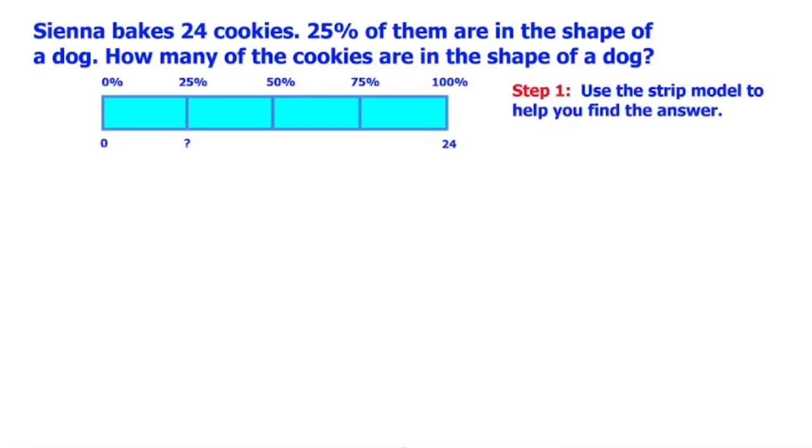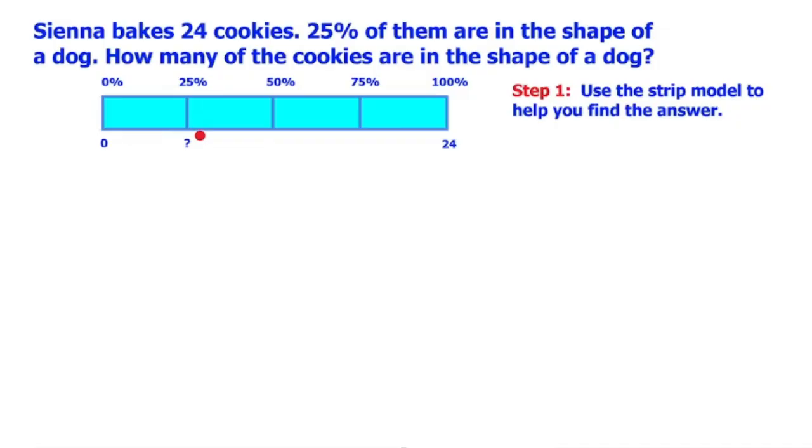So let's use this strip model to help us find the answer. And we could see that it's cut up into 4 pieces. So 0, 25%, 50%, 75%, and 100%. These are usually the percentages you like to work with, right? We're lucky because this is asking for 25%. So we're trying to find this number here, okay?